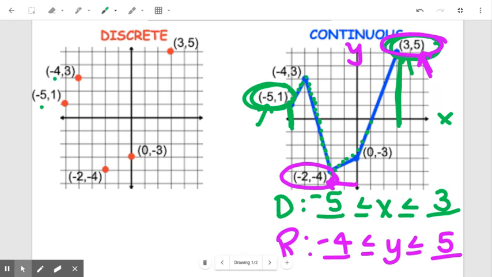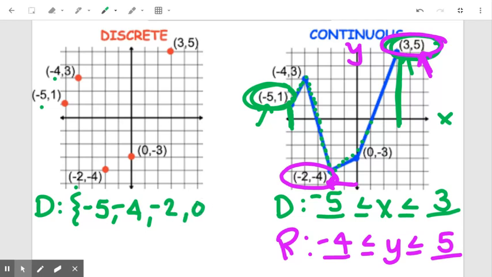I have an actual x of -2, and so forth. But I don't have all those ones in between like I did on the other graph where it's connected. So in order to show only specific values, I have no choice but to list them out. So what I'm going to do is just list these out, lowest to highest. It doesn't have to be lowest to highest, but I'm going to do that because I'm going to go left to right. So I'd have -5, -4, -2, 0, and 3.